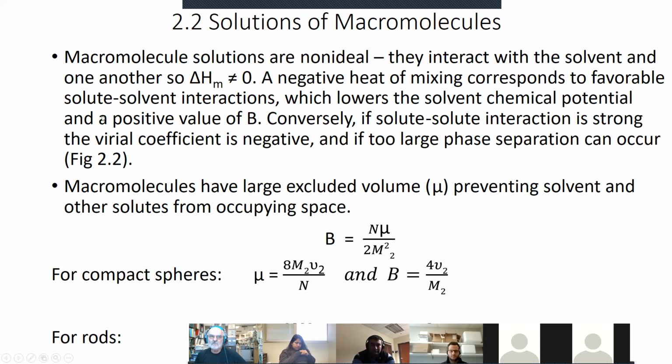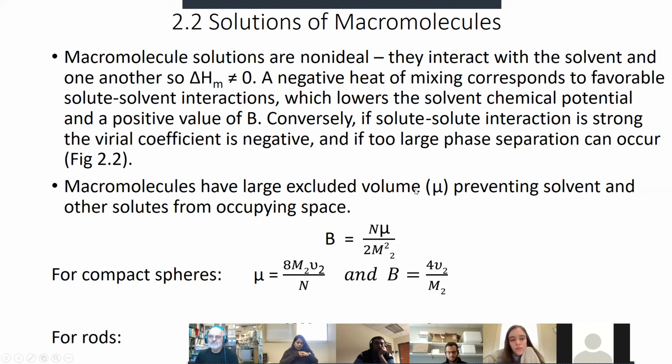So this will give what is called a positive value of B. They're interacting with one another. If the solute-solute interactions are stronger, then the virial coefficient might be negative. In other words, it might interact with itself, or it might be repelled from the solute. It might have a phase change. It might precipitate. It might simply associate into a complex of some kind. Okay, we'll revisit this later.